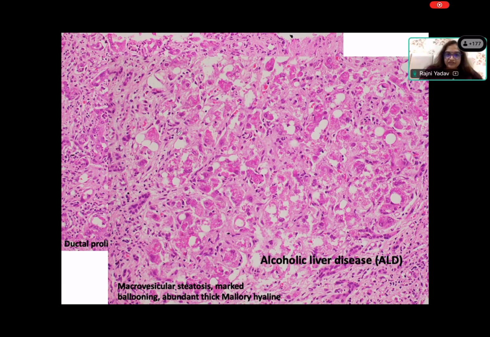And then the similar inflammation rich in polymorphs and histiocytes, lymphocytes, is affecting the lobule also. And this fibrosis is creeping in between the hepatocytes. Now this is a classical picture which you will see in alcoholic steatohepatitis.